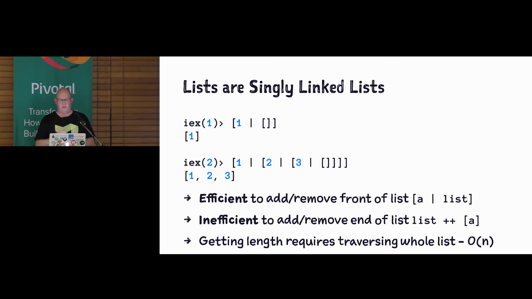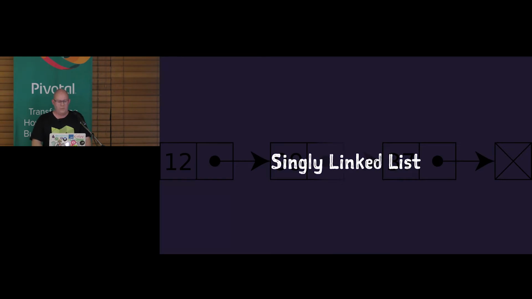So it's super efficient to add and remove at the front of the list. It's super inefficient to add and remove at the end of a list or in the middle, because you have to traverse the entire list to get to the end. So keep that in mind with Elixir lists. So again, getting the length requires visiting every element to count up how long the list is. There is no shortcut. It's not an array.